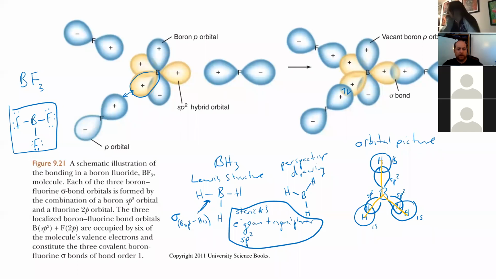A lone pair is another group of electrons. But when it comes to the molecule shape, it doesn't include the lone pair, even though that lone pair influences where those other atoms are.